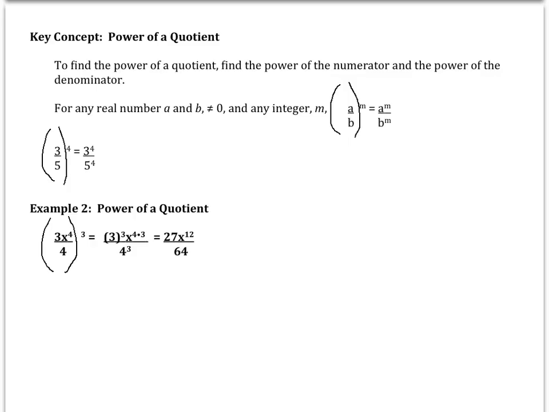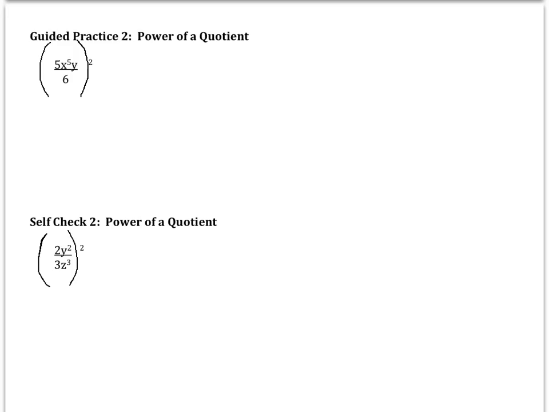So 3 to the 3rd power times x to the 4 times 3 power, because x was already raised to the 4th power, divided by 4 to the 3rd power. 3 to the 3rd power is 27, x to the 4 times 3 is x to the 12th, and we're going to divide that by 4 to the 3rd, which is 64. So the answer is 27 x to the 12th over 64. Now let's try one together.